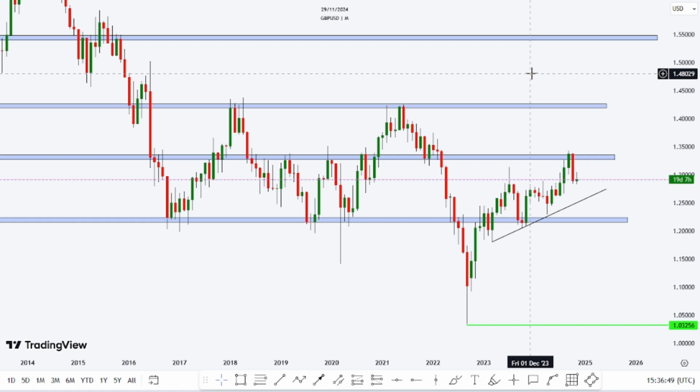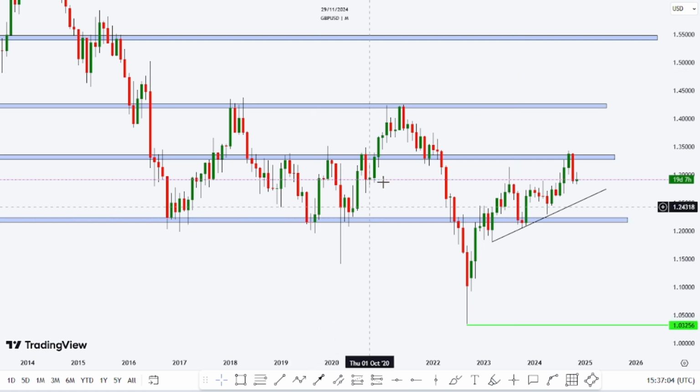But then we will kick off with GBPUSD, and like you always know, we start our analysis from the monthly time frame and bring it all the way down to the 4-hour time frame, or even lower, to get our entries from there. All right, so this is GBPUSD monthly time frame.